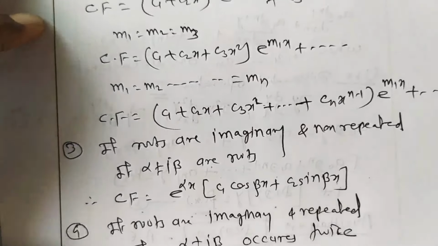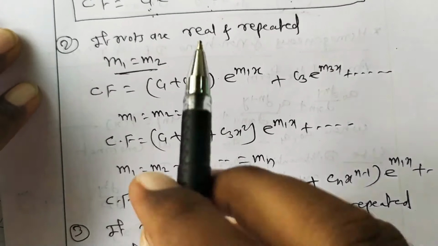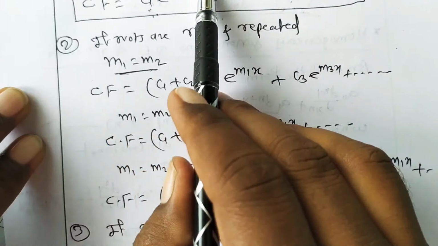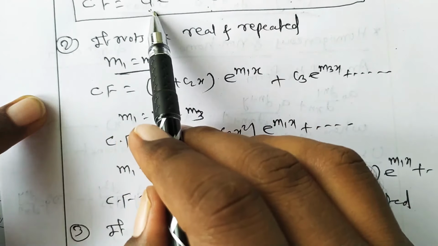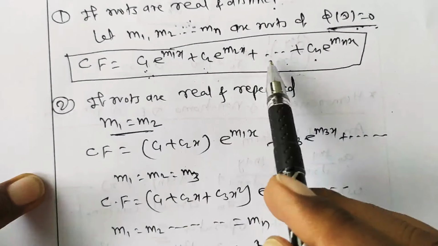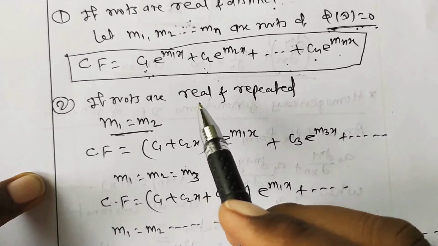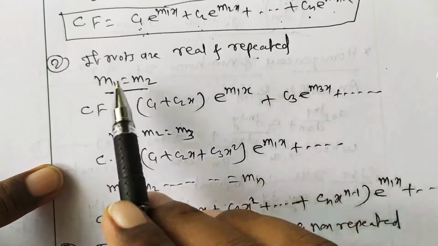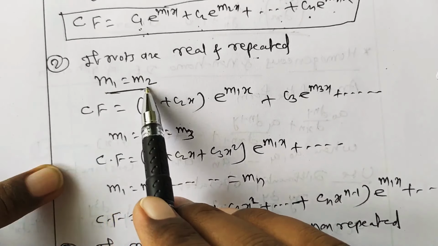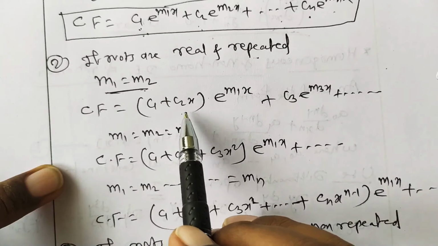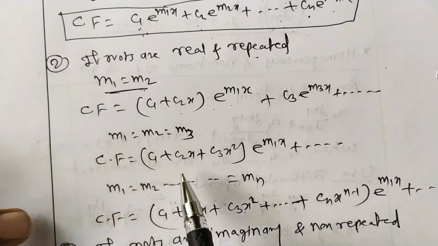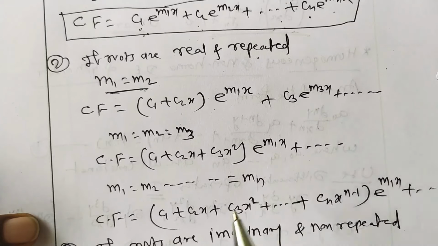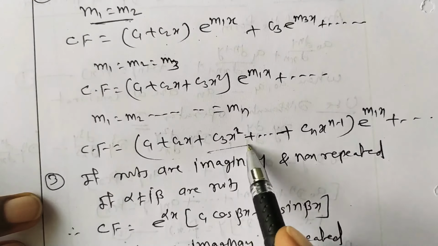Now I am repeating again. The first case is if roots are real and non-repeated, meaning m1, m2, mn are real roots which are not equal, then CF is equal to c1 e raised to m1x plus c2 e raised to m2x plus so on, cn e raised to mnx. If roots are real and repeated, suppose the first two roots are repeated, that is m1 equal to m2, then CF equal to (c1 plus c2x) into e raised to m1x. If the first three roots are repeated, then (c1 plus c2x plus c3x square) into e raised to m1x plus so on. In this way we can write the general formula for the nth root.